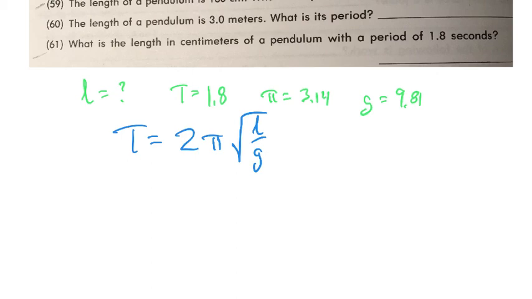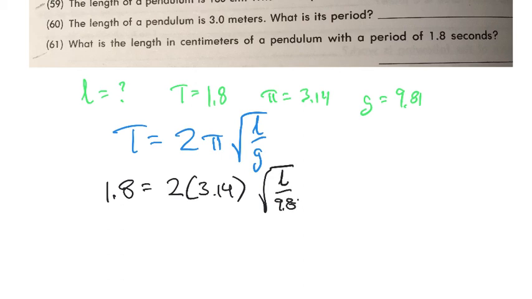So let me choose black as my ink color. Here we go. And let's try to set this up here. So we know that the time is 1.8. We're going to leave 2, 3.14, and then we're going to do the square root of L over 9.81.